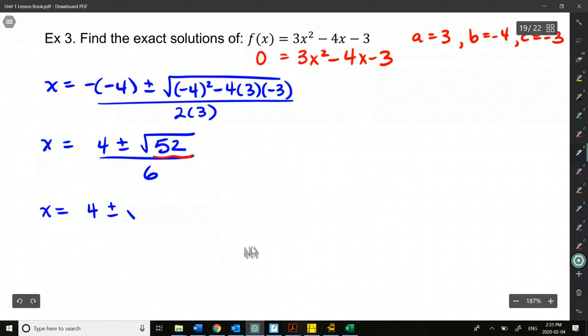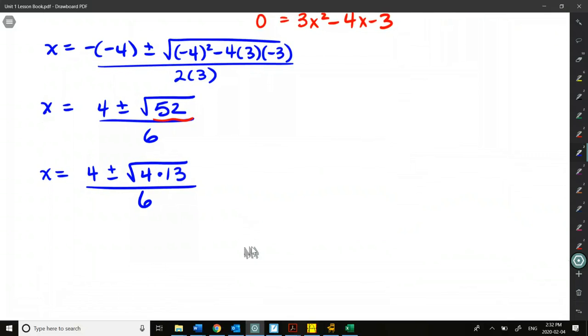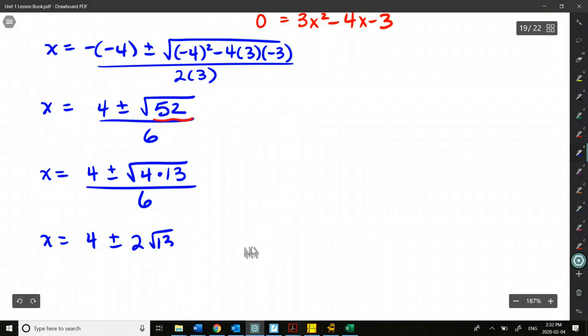Yes, 4 and 13 fits. Good job. And we're going to square root the perfect square part. The rest stays under.